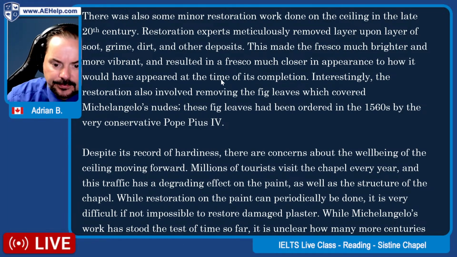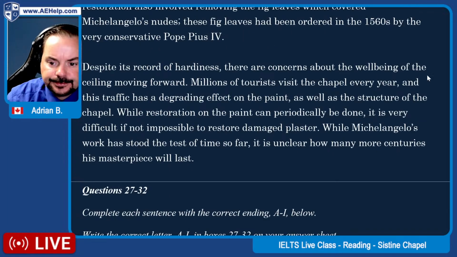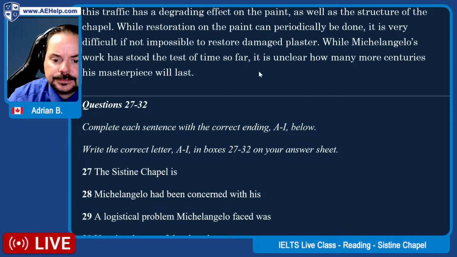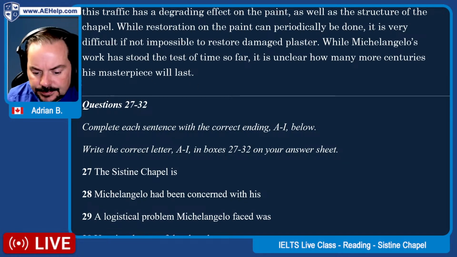Despite its record of hardiness, there are concerns about the well-being of the ceiling moving forward. Millions of tourists visit the chapel every year, and this traffic has a degrading effect on the paint, as well as the structure of the chapel. While restoration on the paint can periodically be done, it is very difficult, if not impossible, to restore damaged plaster. While Michelangelo's work has stood the test of time so far, it is unclear how many more centuries his masterpiece will last.